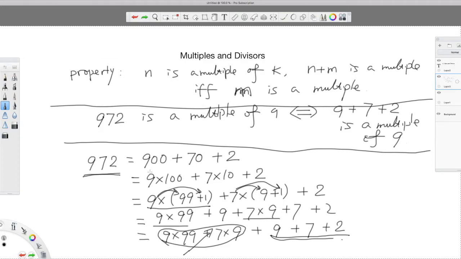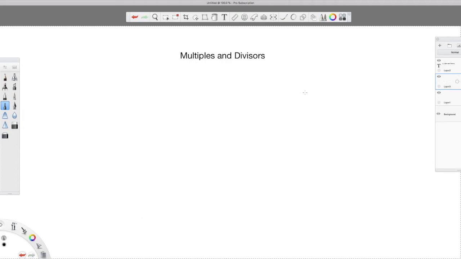If you're having a bit of difficulty understanding this, you can rewind and go through it. The important property is: if n is a multiple of k, then n plus m is a multiple of k if and only if m is a multiple of k. That basically goes through most of the properties except one more. What makes a number a multiple of 11?